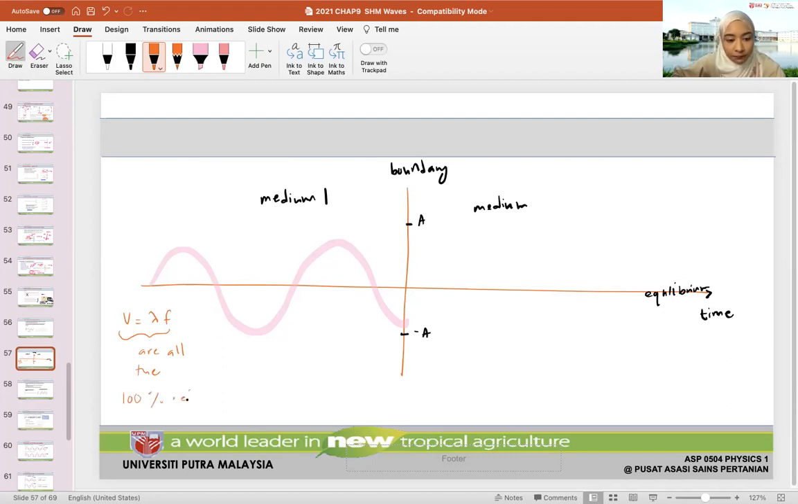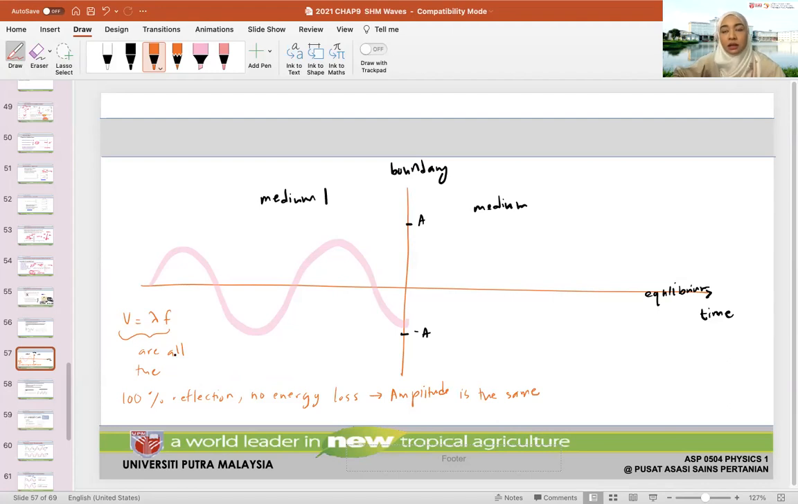We are assuming 100% reflection, no energy loss, because wave is energy, no energy is lost. No energy loss lah, therefore amplitude is also the same. So this is 100% reflection. So V, lambda, and F are all the same.